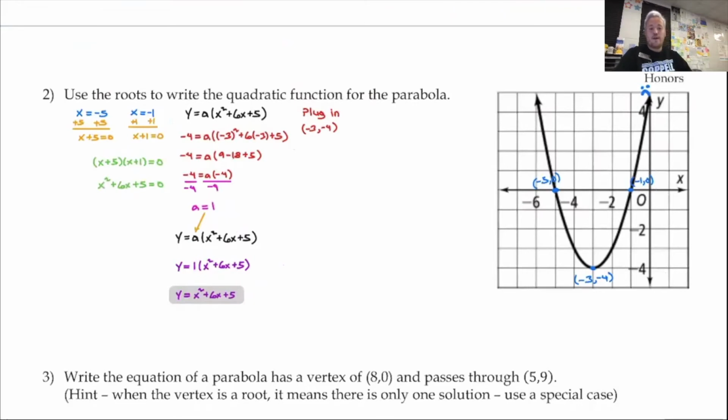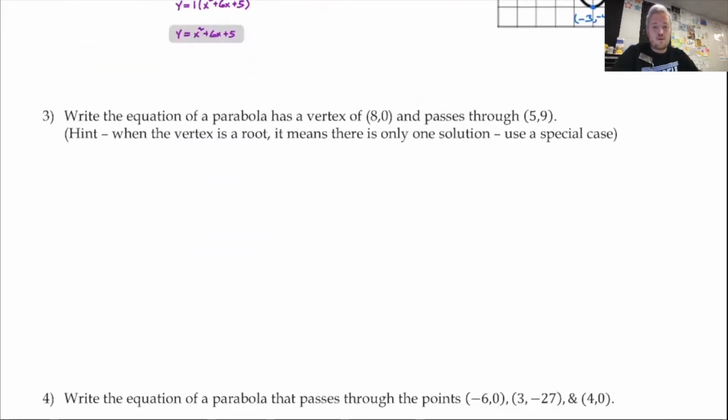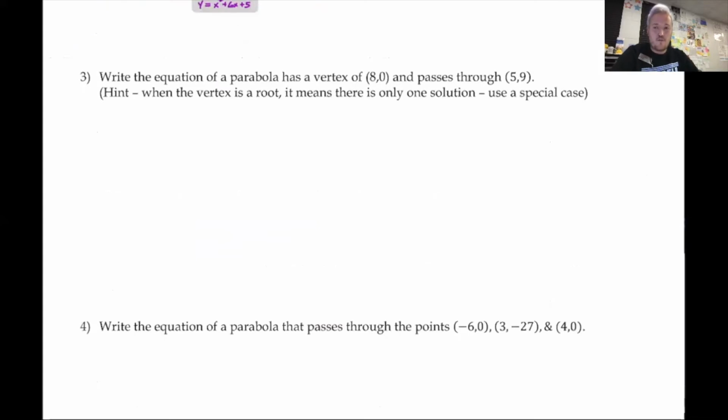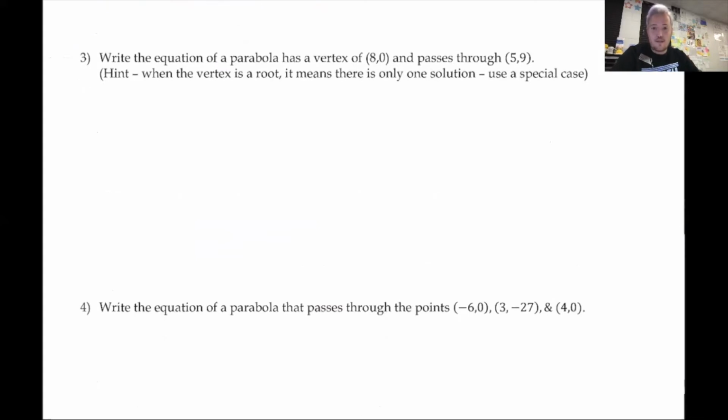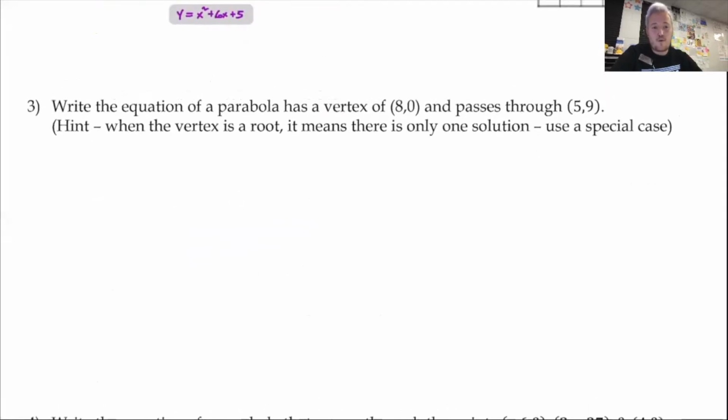All right, so now we're going to do some problems where they just involve given coordinates. So it's still the same process, still the same idea. The only difference is they don't give you a graph, they give you points. With number 3 here, you want to write the equation of the parabola that has a vertex of (8, 0) and passes through (5, 9).